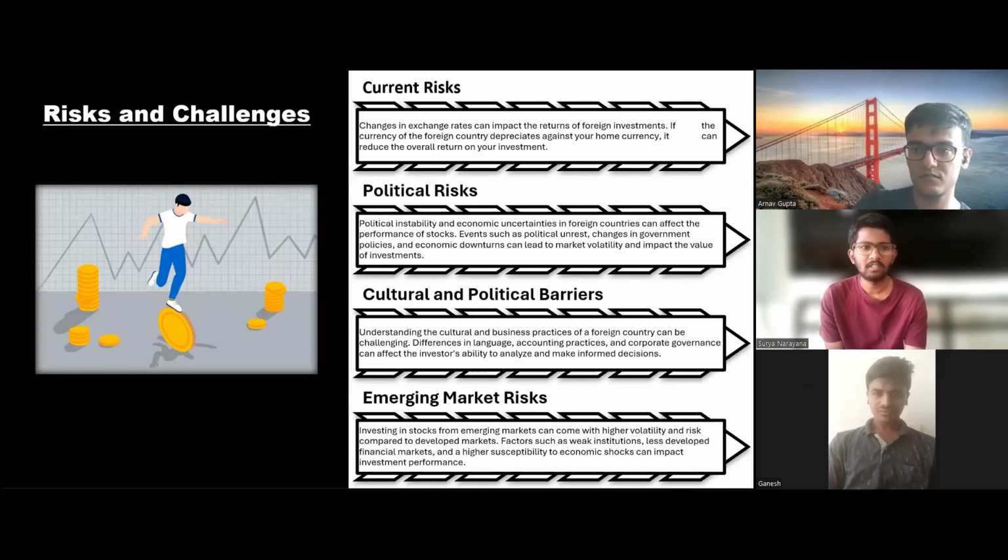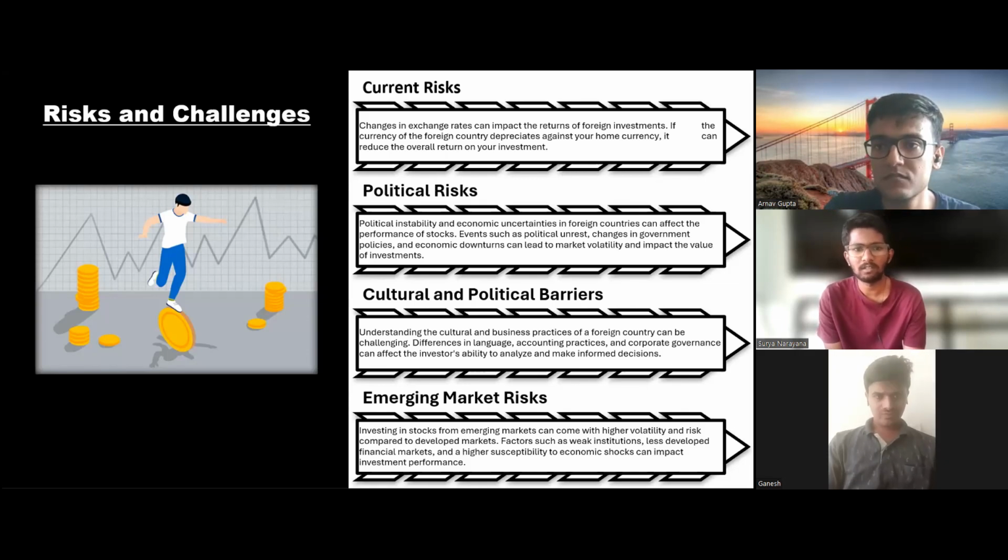These are some risks and challenges in investing in foreign stocks. There are currency risks. Changes in exchange rates can impact the returns on foreign stocks. If the currency of the foreign country depreciates against your home currency, it reduces the overall return on your investment. Political risks: political instability and economic uncertainties in foreign countries can affect the performance of stocks.